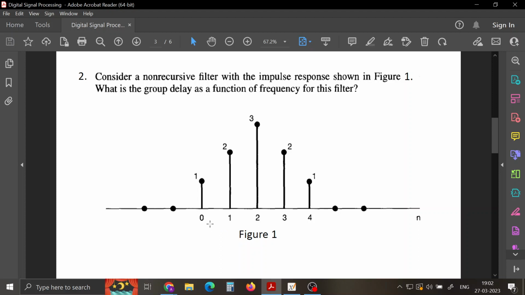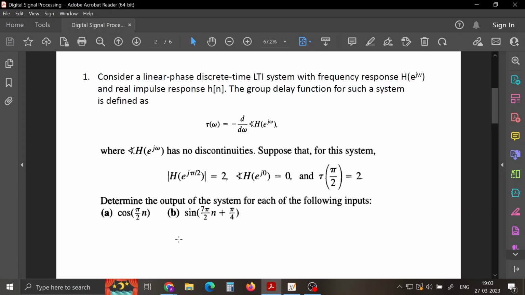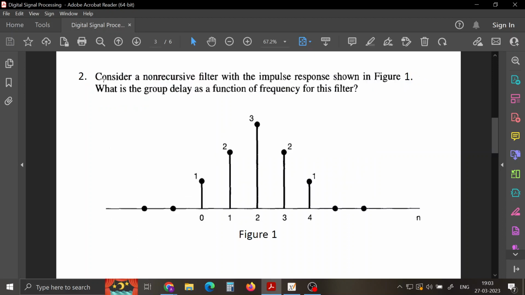We need to find tau of omega. What's the standard approach that first comes to your mind for solving this? We know small h of n is given, and we need to find tau of omega, which is the negative derivative with respect to omega of the phase of the frequency response, capital H of e power j omega. How can we do this? What is the standard approach?